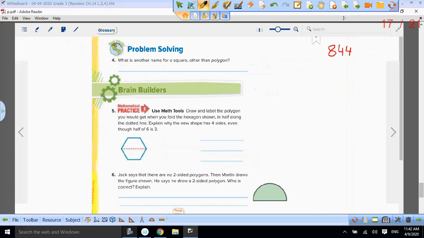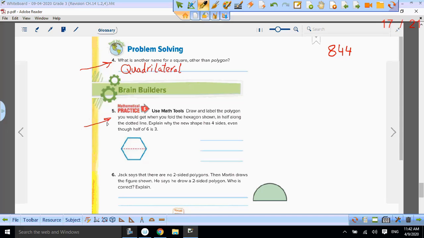Okay. Now, page 844. Question 4. What is another name for a square other than polygon? You know that a square is a polygon, but it has another name. What is the other name? Yes, quadrilateral. It is a quadrilateral, because it has 4 sides.